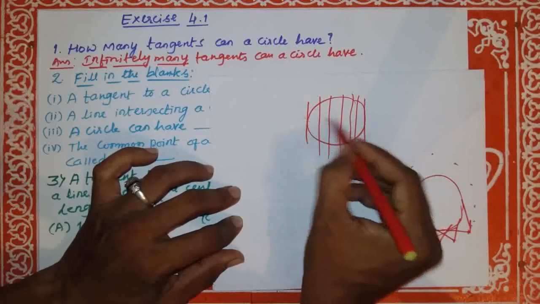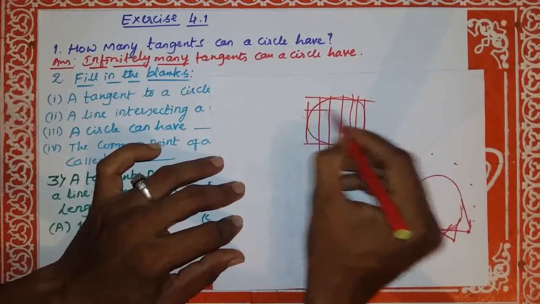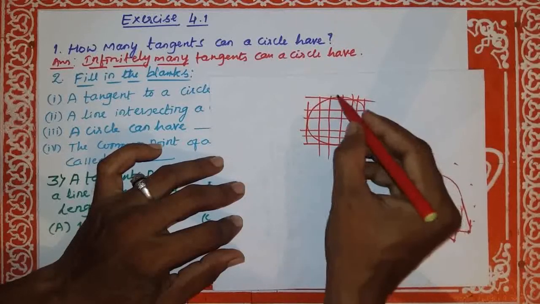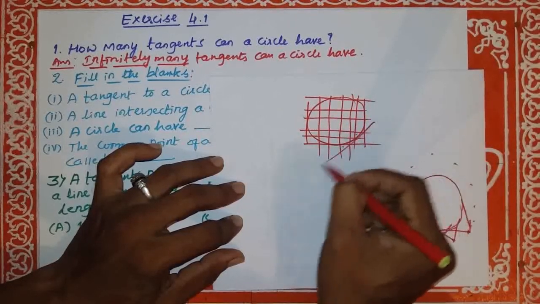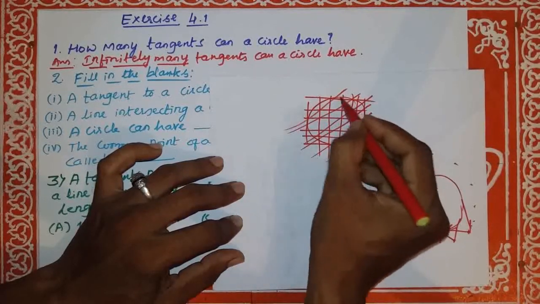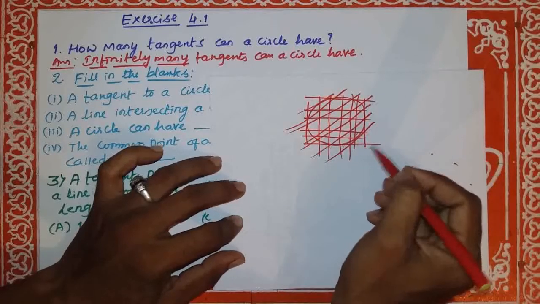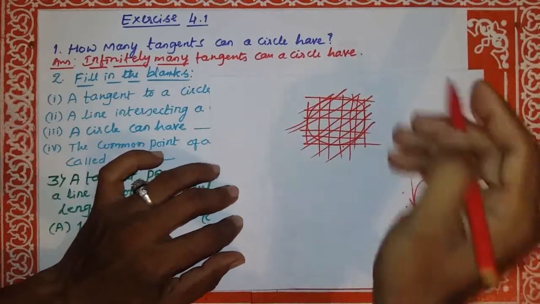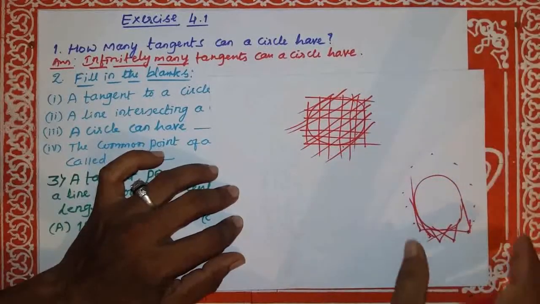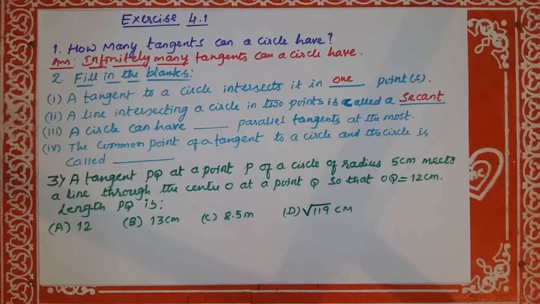Like this, how many tangents will we get? See, here also I will draw. Here also we will get. Here also we will get 2 end points, and I will draw parallel lines like this also. Okay, and at the end also we will get 2 parallel tangents, is it? So for this, the answer is, so many tangents are there, so we can write infinitely many tangents.